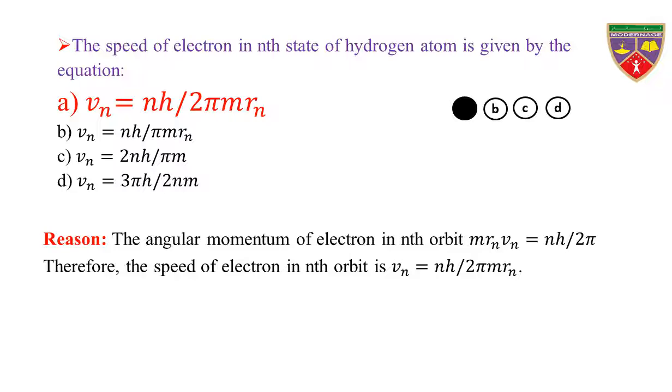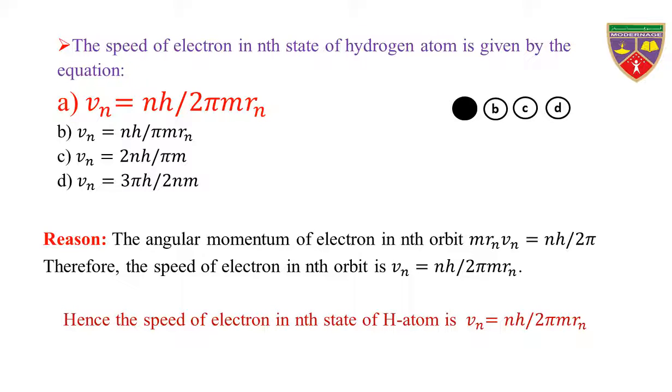Reason: the angular momentum of electron in nth orbit m rn Vn is equal to nh divided by 2 pi. Dividing both sides of the equation by m rn, we get Vn is equal to nh divided by 2 pi m rn. Hence, the speed of electron in nth state of hydrogen atom is Vn is equal to nh divided by 2 pi m rn.